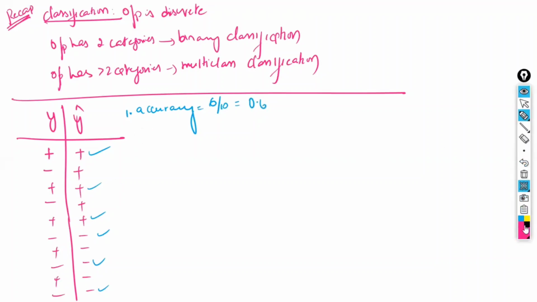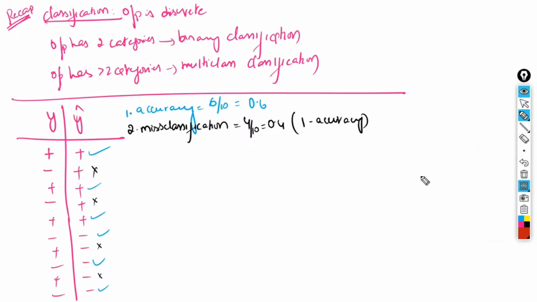Second, I'm going to calculate the misclassification rate. Misclassification, that is 1, 2, 3, 4. So 4 by 10, which is nothing but 0.4, which is also 1 minus accuracy. Both are the same. Right? Next, the third one is to make a confusion matrix.